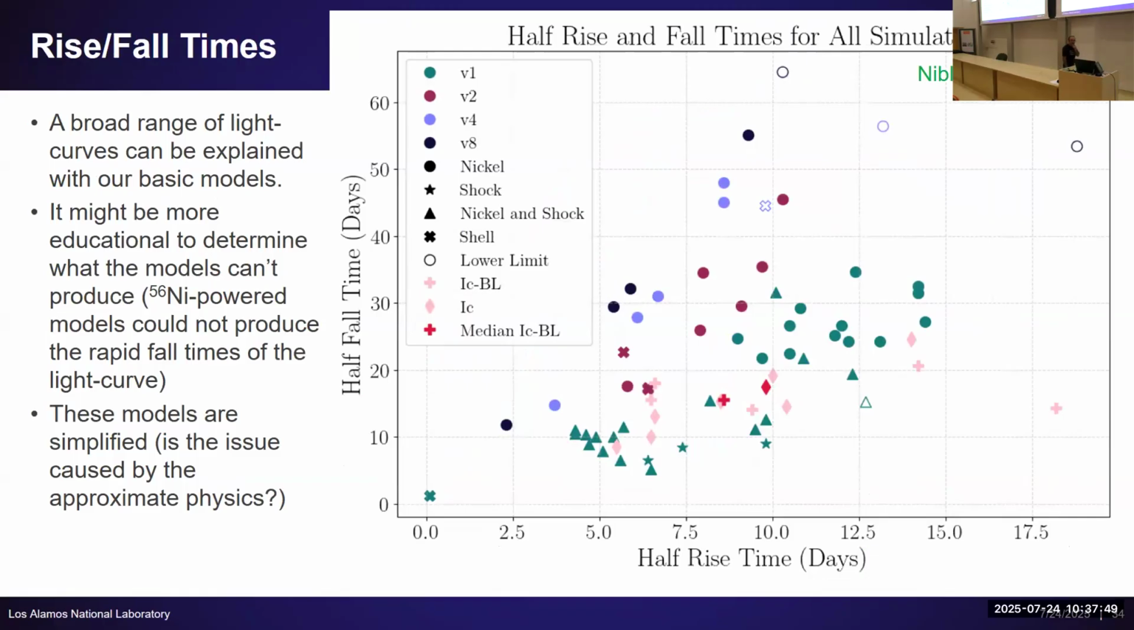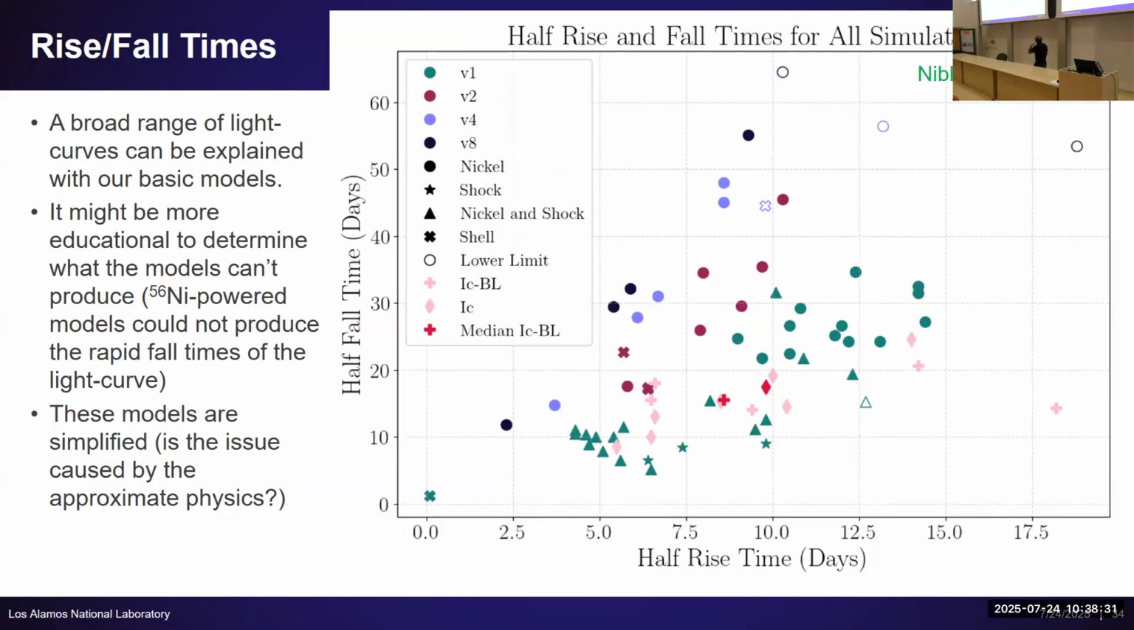nickel-powered light curves are? And here's a plot of a measure of the rise time versus the decay time. So you have the light curve, it goes up, it goes down. There's a set of data that were produced that looked at Type Ic supernovae, broad-line Ic supernovae, and the pink and red triangles and stars or pluses are those data. So they have a range of rise times that can go from 5 days to almost 20 days. So the rise time can vary for these Ics.